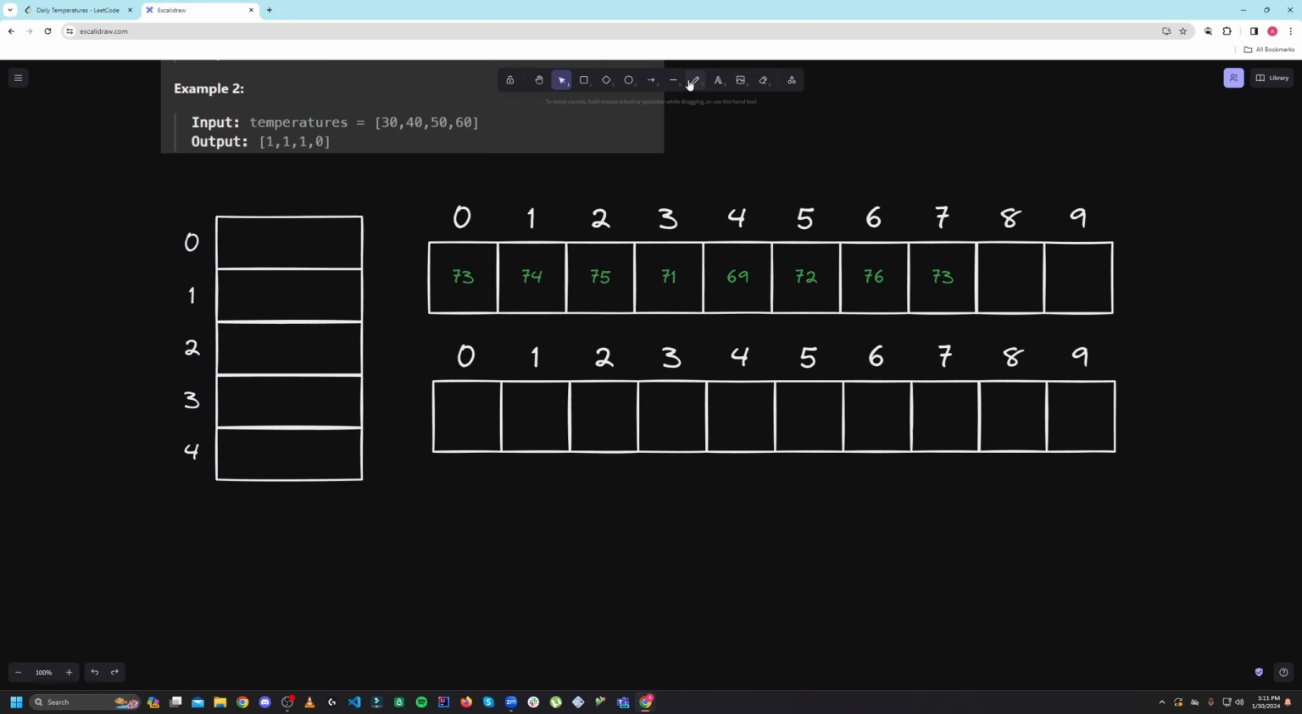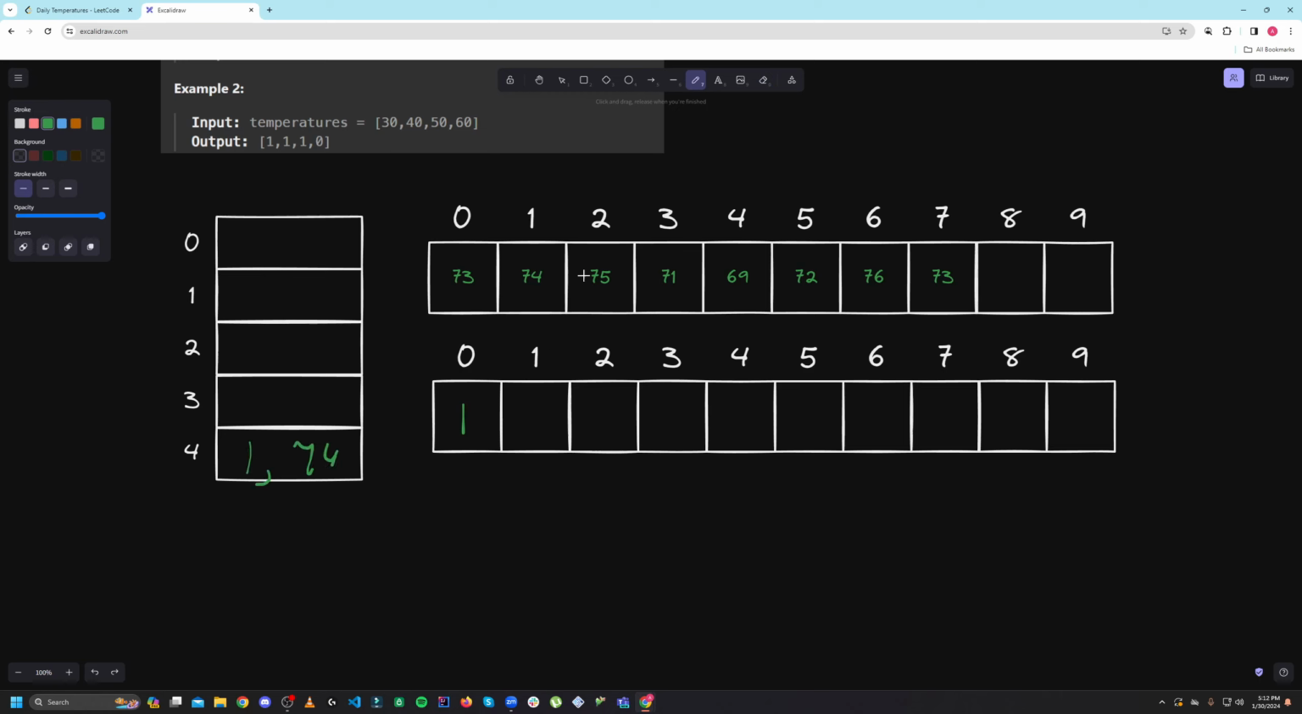Essentially, like I said, we are going to be storing the element and its index. So for 73, we first check, is anything in our stack? No, it's not. So we just store 73 with its index, 0. Then for 74, is anything in the stack? Yes. Is 74 bigger than the number in the stack? Yes, and they're 1 day apart. So for whatever is in here, we take this index and put a 1 in this index. And then we record the 74 along with its index, so 74 with an index of 1.